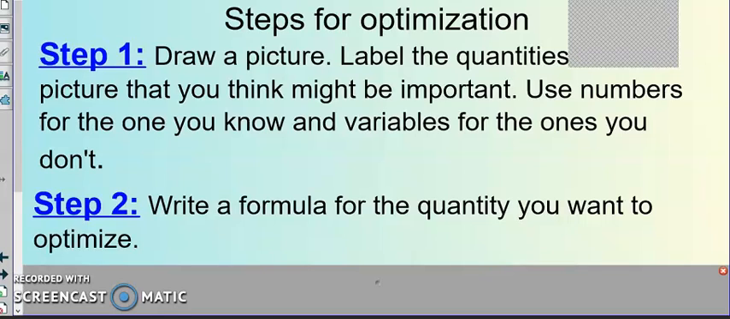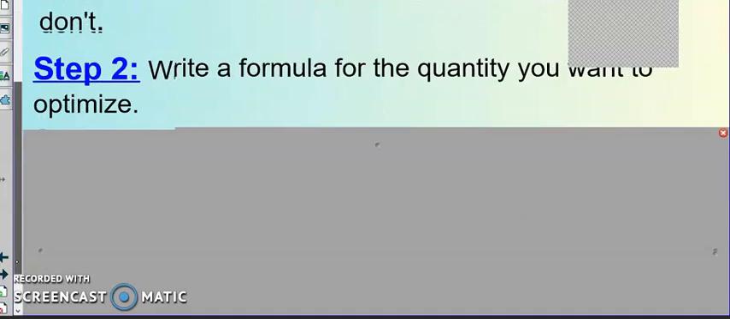So are we trying to find the area? Are we trying to find the max area? Are we trying to find the min area? Are we trying to find the max volume? Like, what are we trying to find? The max or min of? And whatever that is, we write a formula for that. That's step 2. All right, step 3.